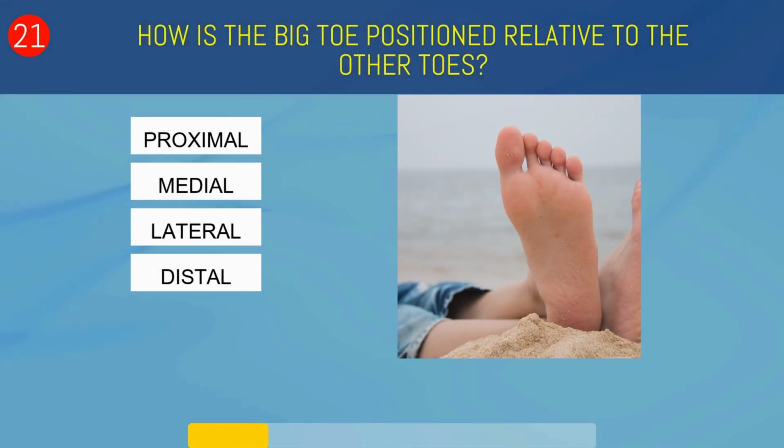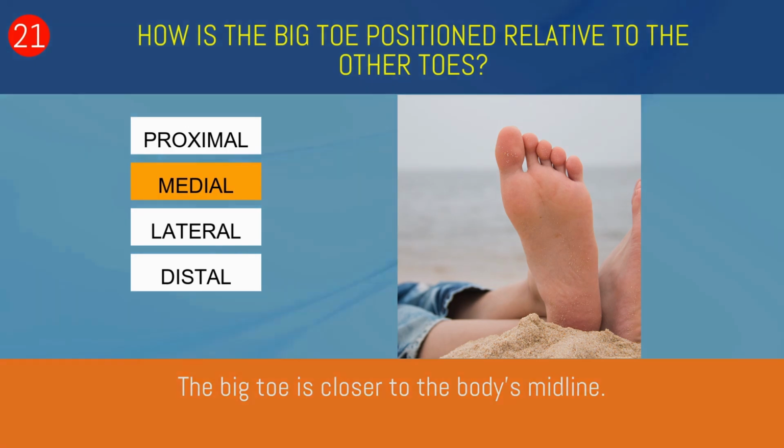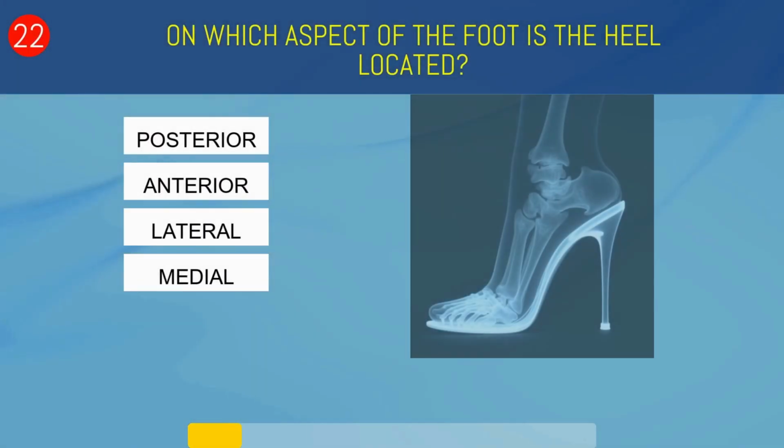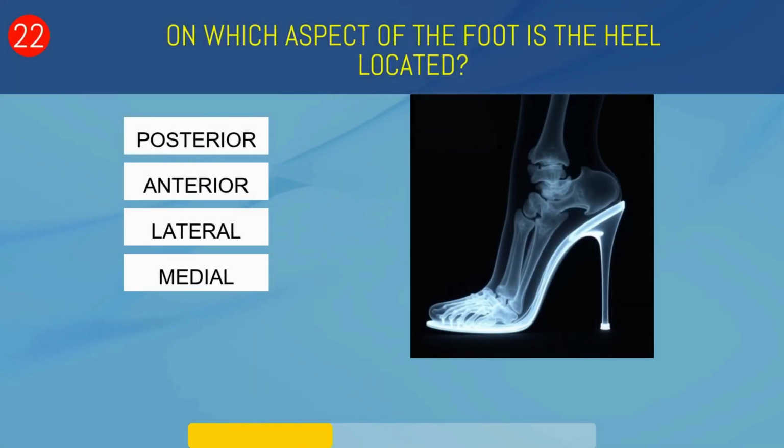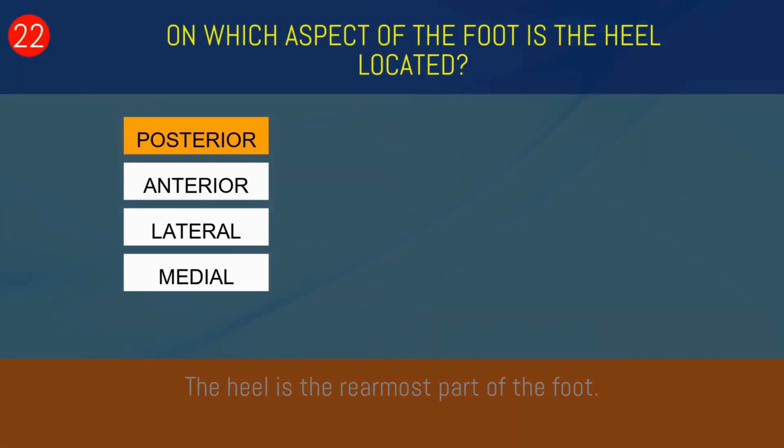How is the big toe positioned relative to the other toes? Proximal, medial, lateral, or distal? Medial. The big toe is closer to the body's midline. On which aspect of the foot is the heel located? Posterior, anterior, lateral, or medial? Posterior. The heel is the rearmost part of the foot.